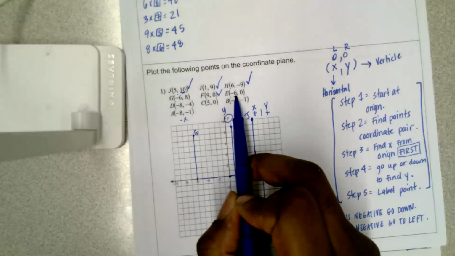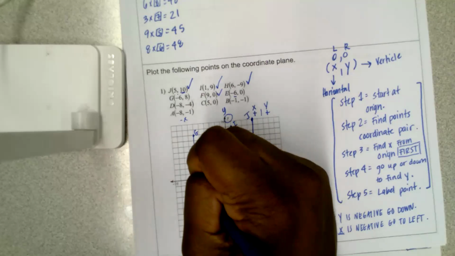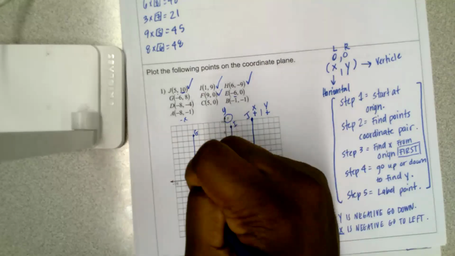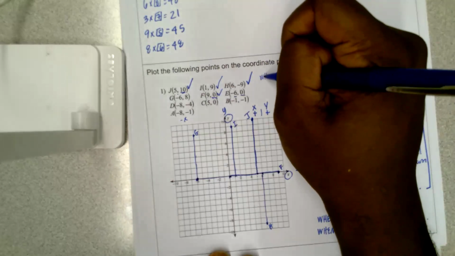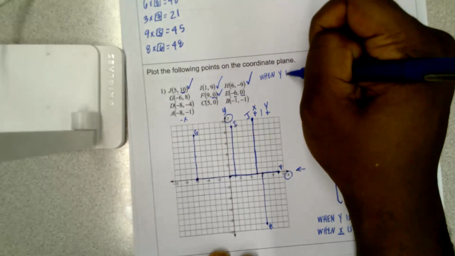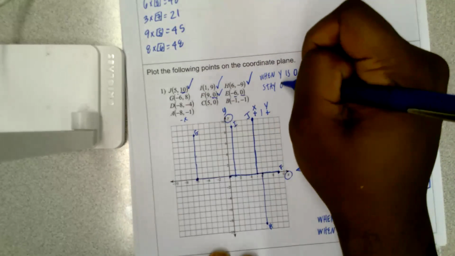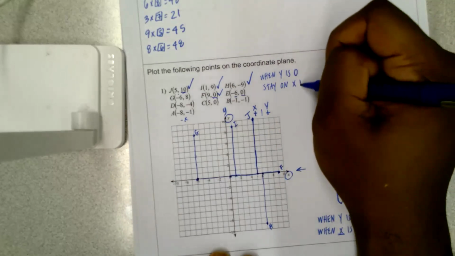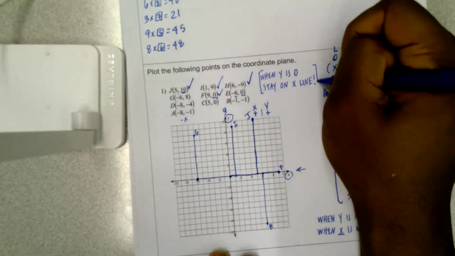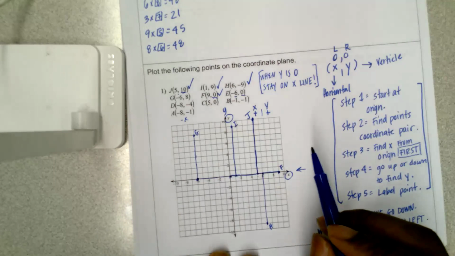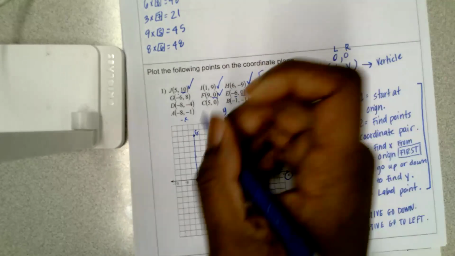E, negative 6, 0. So start at the origin, go to negative 6, and stay at 0. I don't go up or down because Y is 0. When Y is 0, stay on X line. And I'm looking for you to write this on your paper. And then label it E.